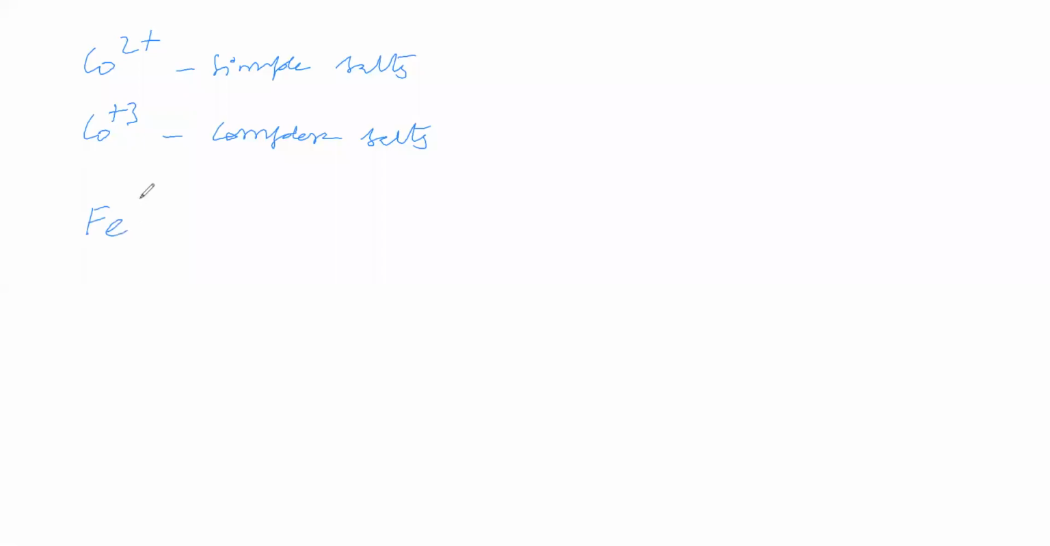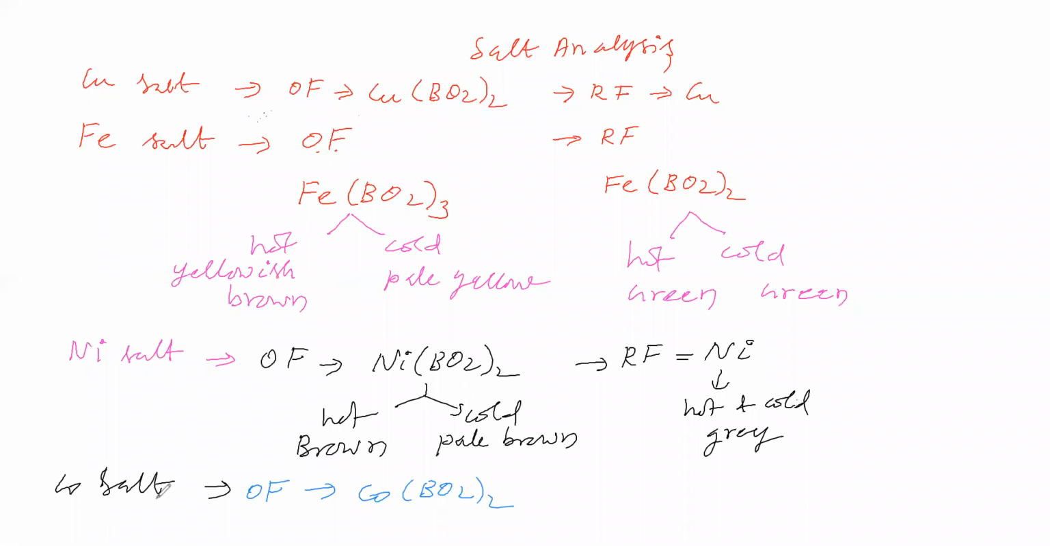Iron is the opposite: iron +2 is more stable in complex salts, and +3 has higher stability in simple salts. So cobalt has +2 more stable in simple salts, iron has +3 more stable in simple salts. For complexes, +3 is stable for cobalt and +2 is stable for iron.